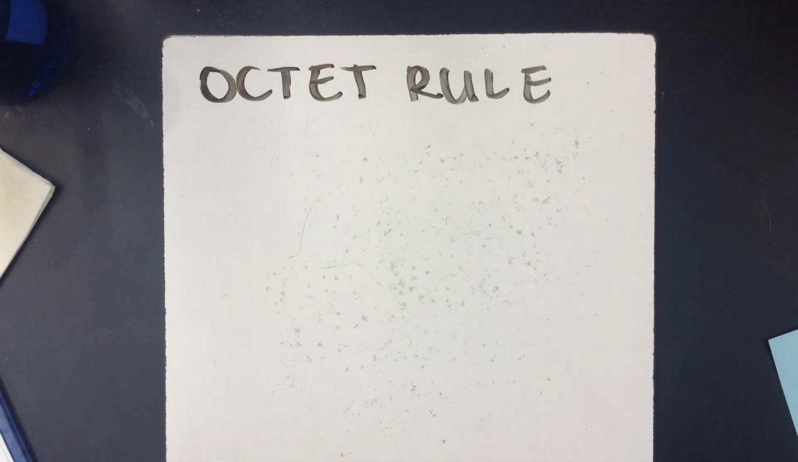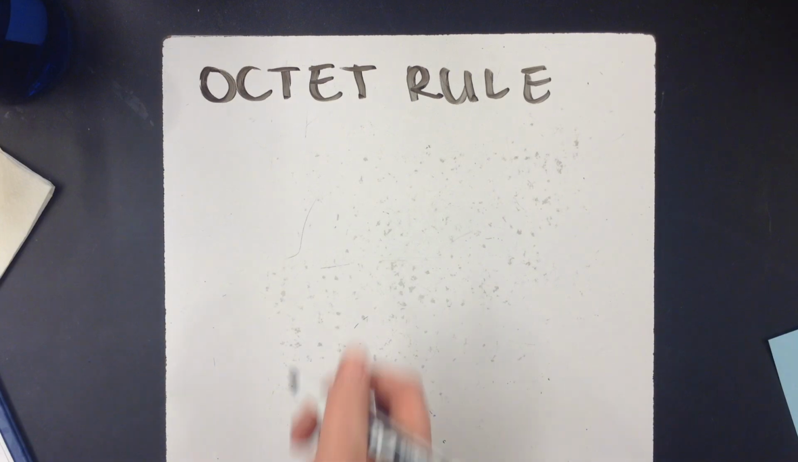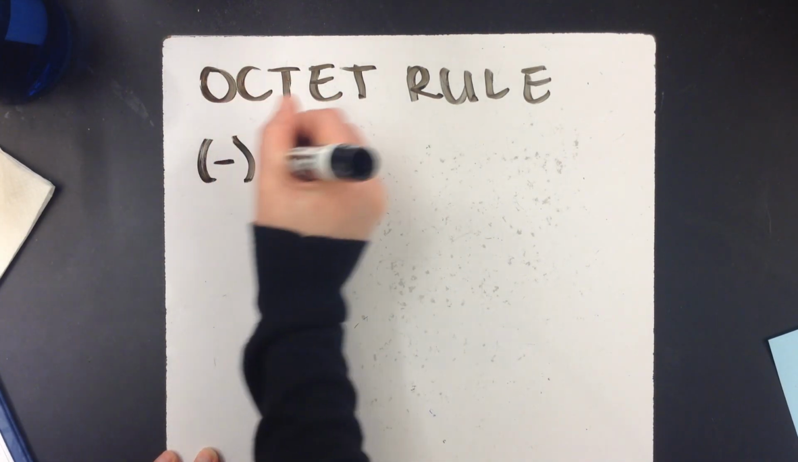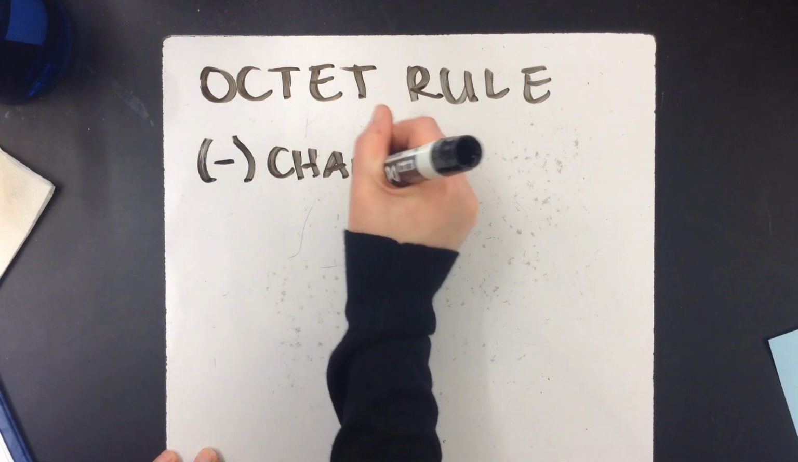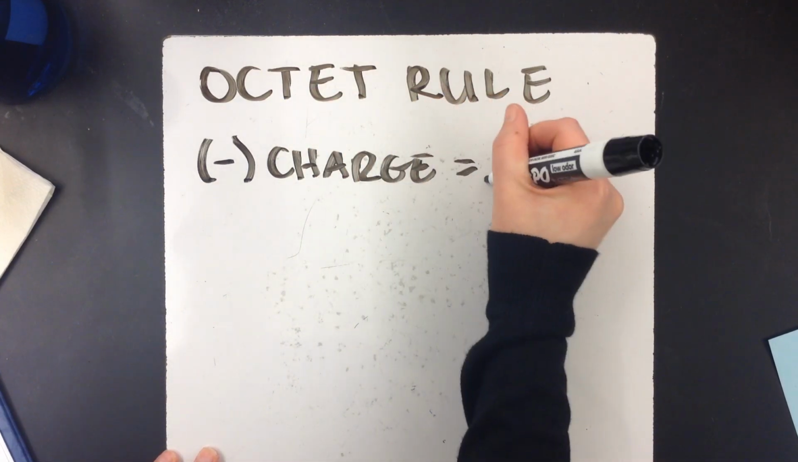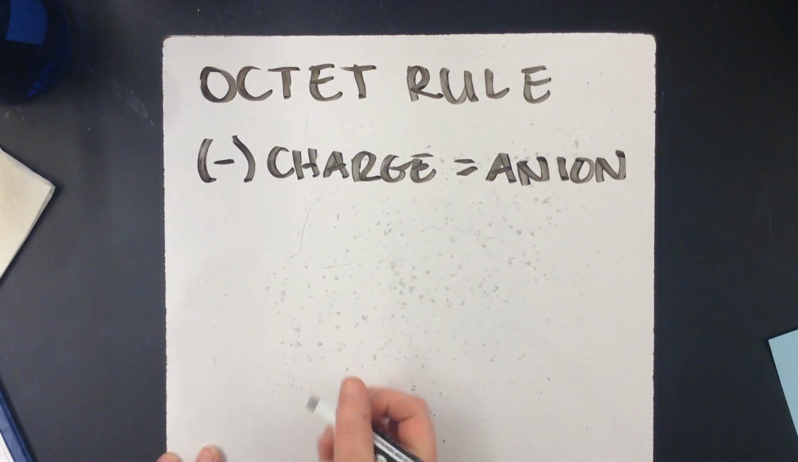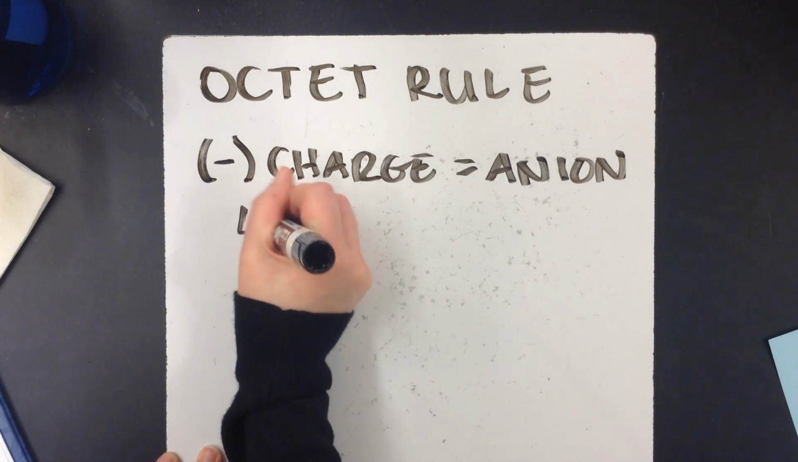So you may have noticed that when we talk about ions, we tend to talk about some of the elements that always seem to have the same charge. So we already know that things can gain or lose electrons, and that's how they become charged. So if something becomes a negative charge, that's called an anion. And we know that that is when it gains an electron.